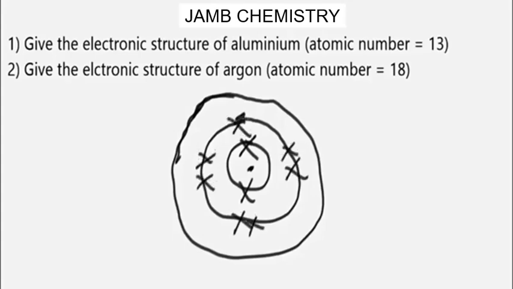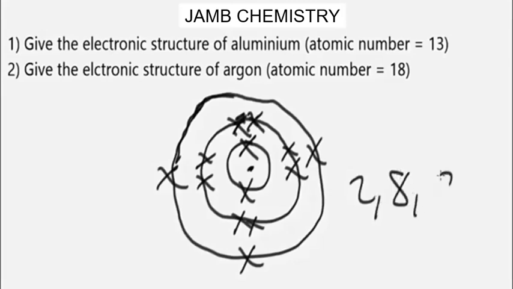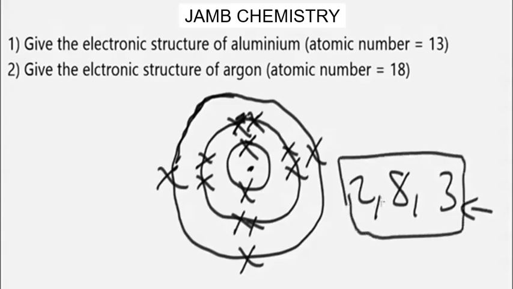Okay, now we have 10 electrons represented, remaining what? 3. So you can fit the 3 here. So this is the electron configuration of aluminium, or we can represent it as numbers. It will be 2, 8, and what? 3. So this 3 here, the last number, shows that aluminium is in what? Group 3, and the period is what? Period 3, because we have a total of 3 numbers. Okay, so that is for this first question.